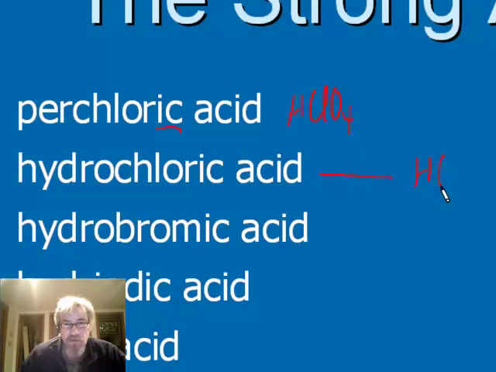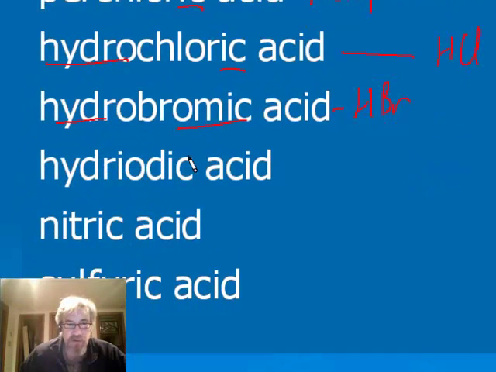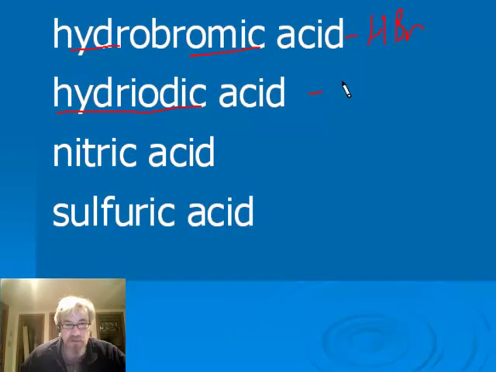Hydrochloric acid we've already seen, HCl. If it starts in hydro and ends in ic, then that means it's a binary acid. It's only made from hydrogen and one other element, in this case chlorine. Hydrobromic is going to be another binary, so that's HBr. Hydriodic is HI, another binary. Nitric acid, well, that ic ending says nitrate, so that's HNO3.